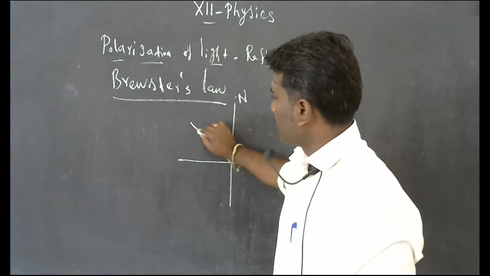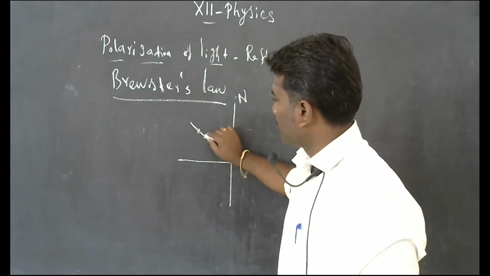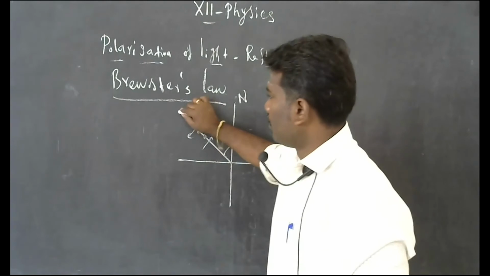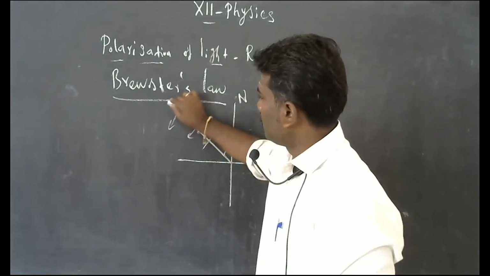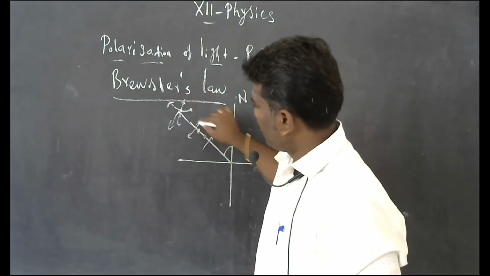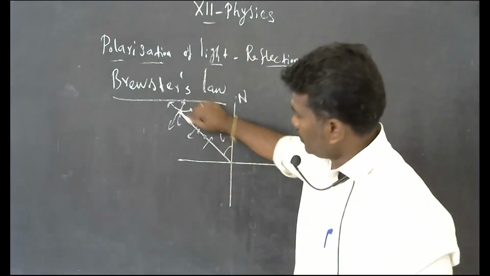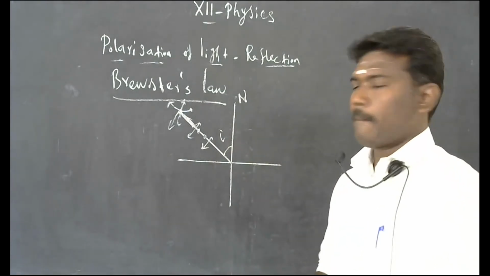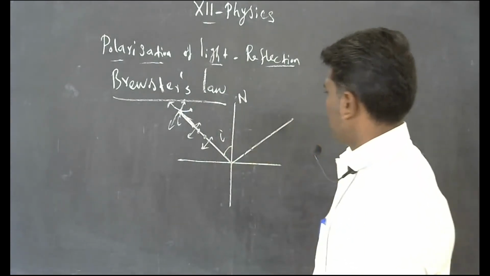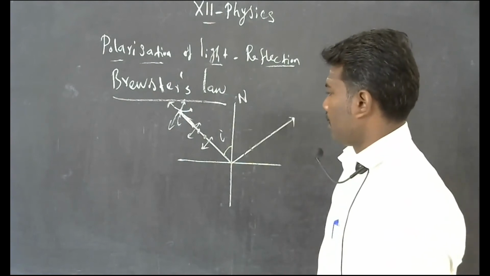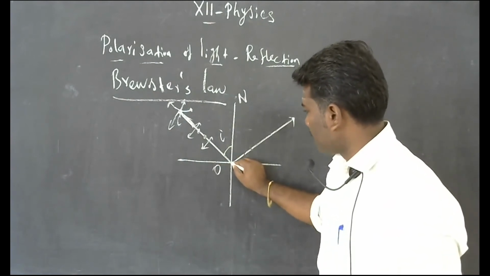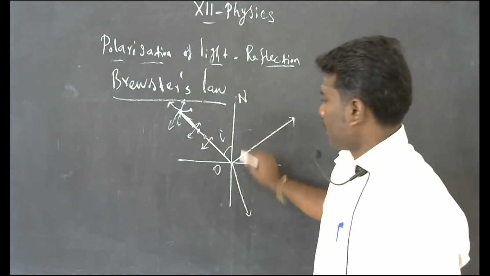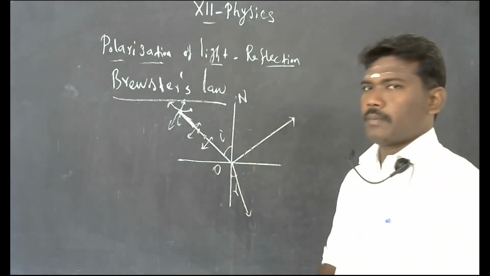This incident light ray contains vibrations. Some vibrations are parallel and some are not parallel. It is from the source. This is the direction of propagation of the incident light ray. Now some light rays are reflected along this direction and some light rays are refracted in this direction. So this is the angle of refraction.